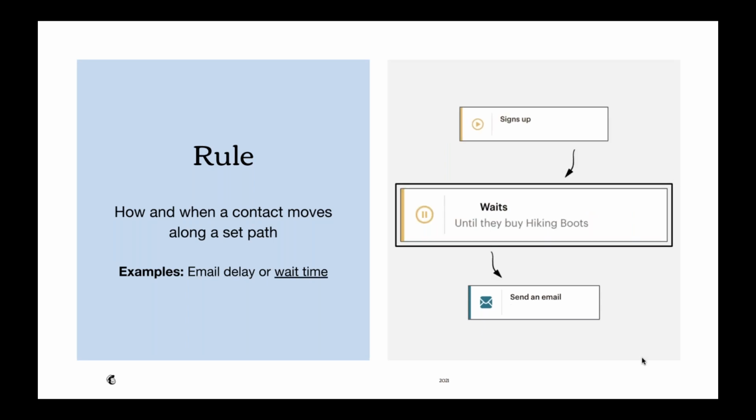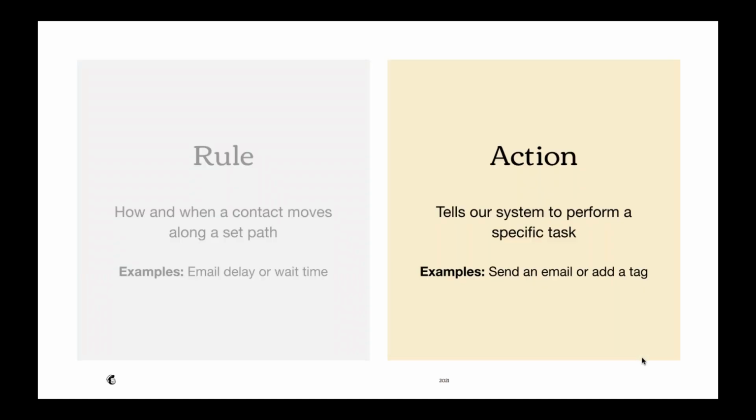Or you can utilize the wait rule, where a contact has to meet certain conditions before they can move on in the journey. An example of this could be that a contact signs up for your newsletter, but can't move forward in the journey until they buy something from you. We also have branching rules, which we'll be coming back to discuss in just a moment. But first, let's define actions.